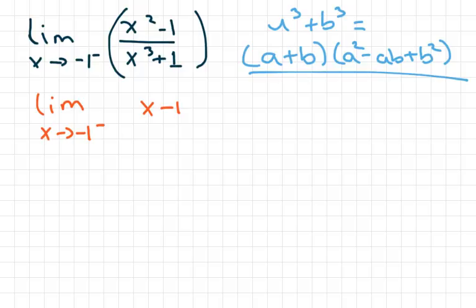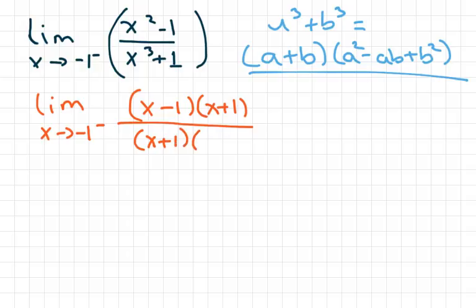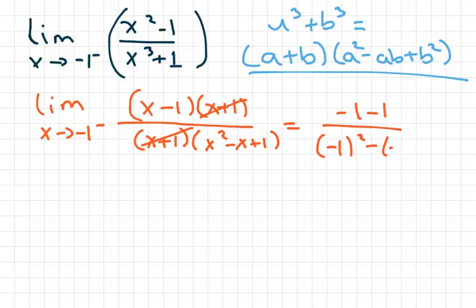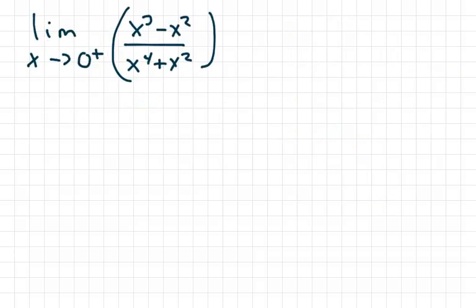So that's going to be x minus 1 times x plus 1 over x plus 1 times x squared minus x plus 1. These cancel. I plug in negative 1. I'm going to get negative 1 minus 1 over negative 1 squared minus negative 1 plus 1. And that all equals negative 2/3. Okay, I have 2 more. We're just going to factor again.